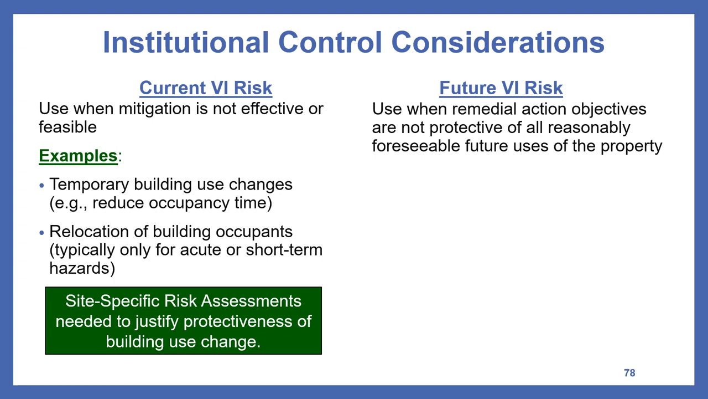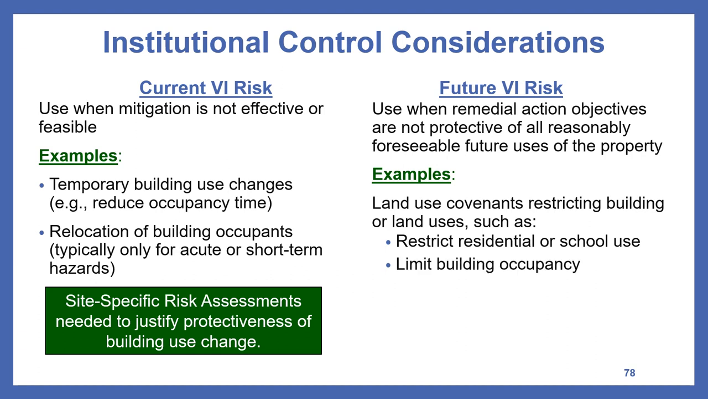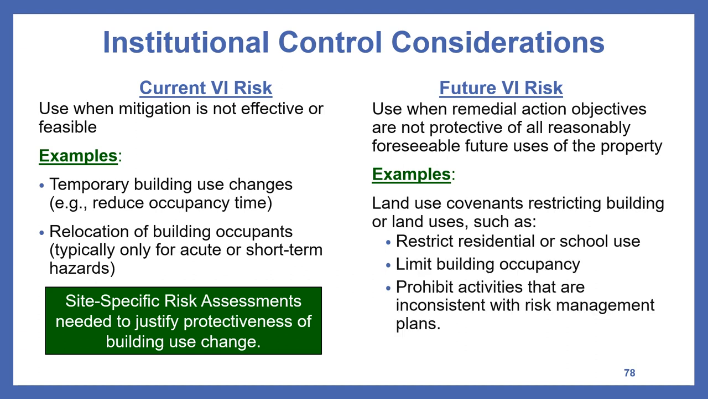And some examples for future VI risk: we can use land use covenants restricting building or land uses. So for example, we can restrict residential or school use at the property. We can limit building occupancy or potentially prohibit activities that are inconsistent with a site-specific risk management plan for the site.